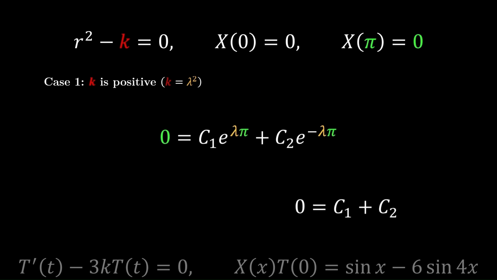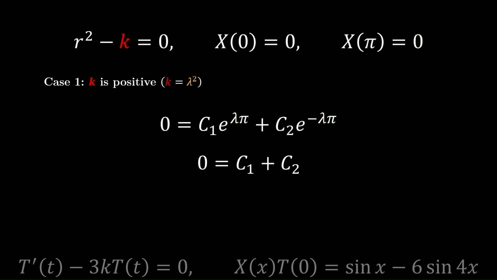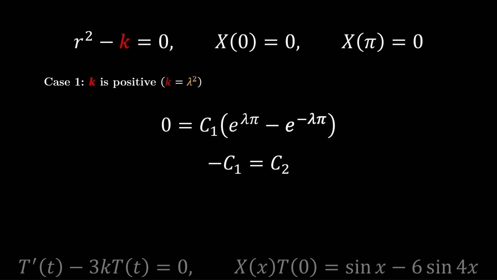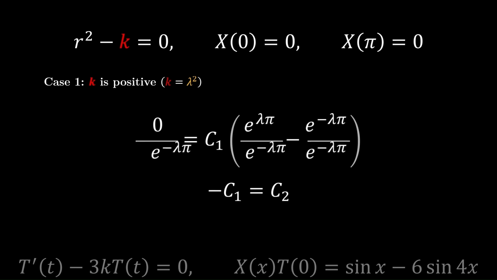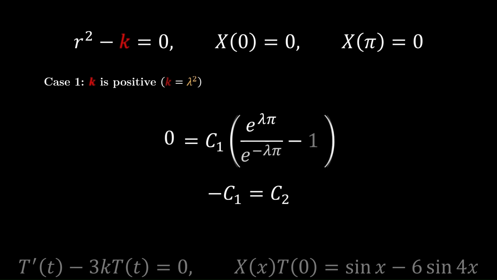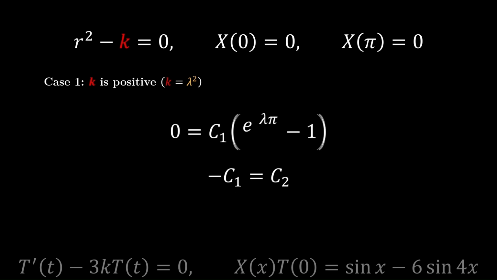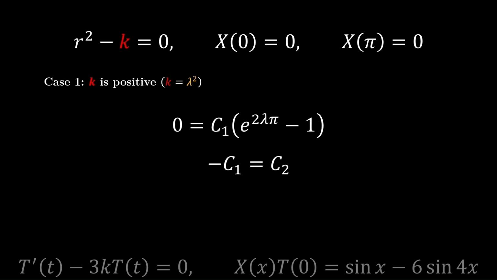Combining this with the first relation from the previous boundary condition, we now see that we have two equations with two unknowns, c1 and c2. We can plug c2 is equal to negative c1 from the bottom equation into the top equation, and we could pull out the c1 common factor. We can then divide by the second term, e to the minus lambda pi, and after making some simplifications, we end up with 0 is equal to c1 times e to the 2 lambda pi minus 1.